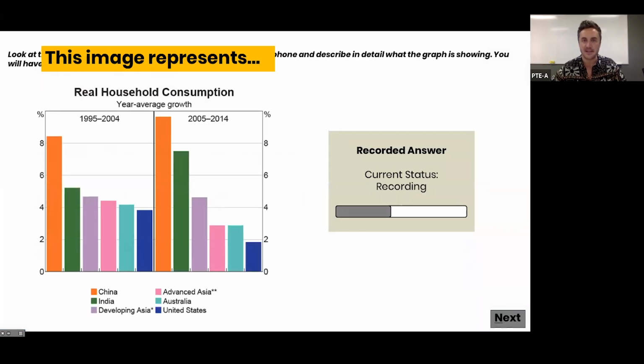So let's do the introductions first. This bar chart represents real household consumption from 1995 to 2004. What have I done there? I've just said this bar chart represents or illustrates the title, from the lowest year to the highest year. And I could say in various countries.